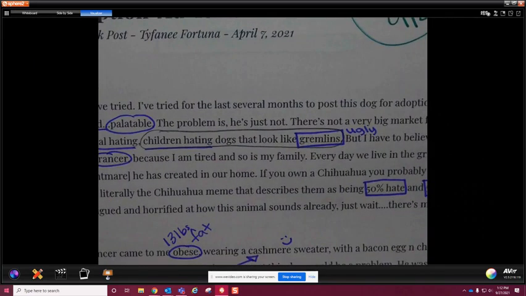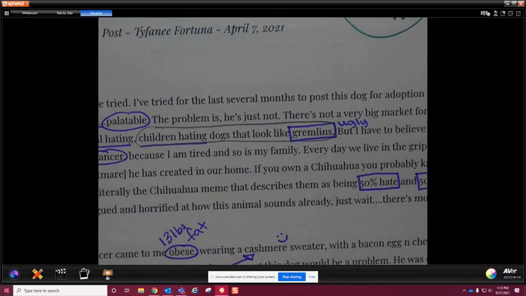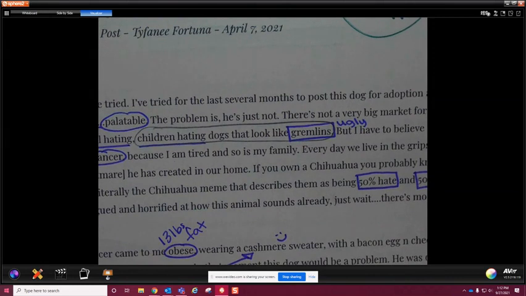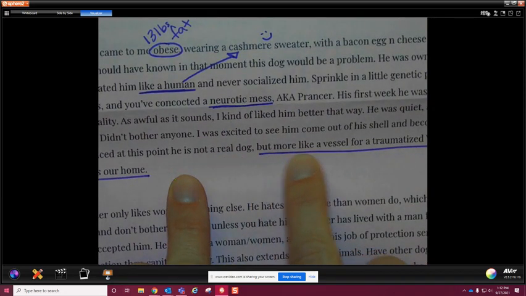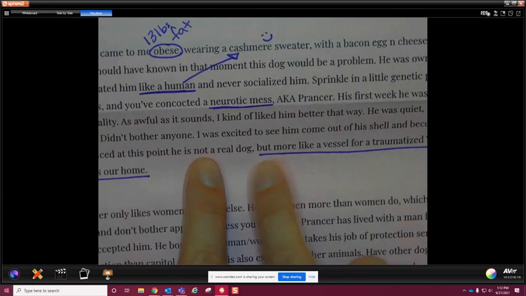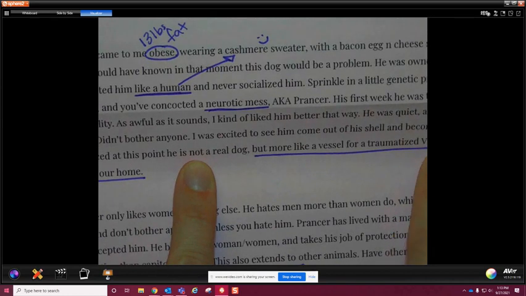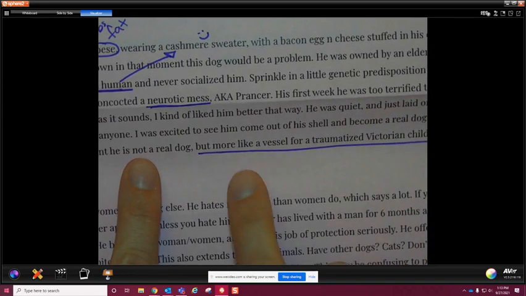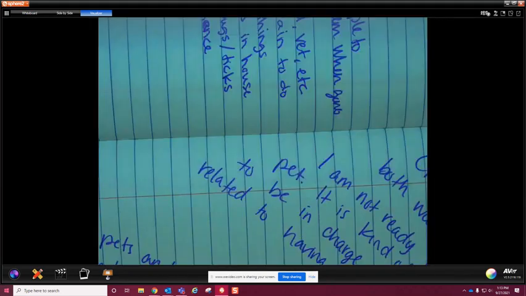Another one that somebody found was, where is that at? Oh, right down here. Okay, so not a real dog, but more like a vessel for a traumatized Victorian child that now haunts our home. So again, they're comparing the dog to this Victorian child. So that would be using the word like, so that'd be another simile. Okay? All right, so that's just 2 examples from here. There's more in there. We're going to go ahead and move to the next one.